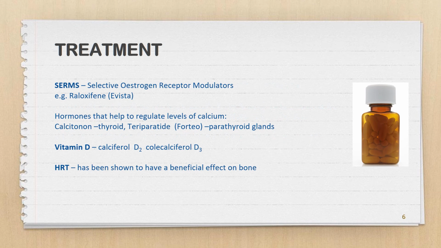Other pharmaceutical treatments that may be prescribed are the selective estrogen receptor modulators. These mimic the effects of estrogen, which as we know is protective against bone loss. There are also a couple of hormones produced in the thyroid and the parathyroid glands that can be prescribed. These help with the regulation of calcium. And the next two listed there, calciferol and cholecalciferol, look like they might be something to do with calcium, but in fact they are vitamin D2 and D3. Hormone replacement therapy, HRT, has also been shown to have a beneficial effect on bone health, and therefore that may be prescribed as well.